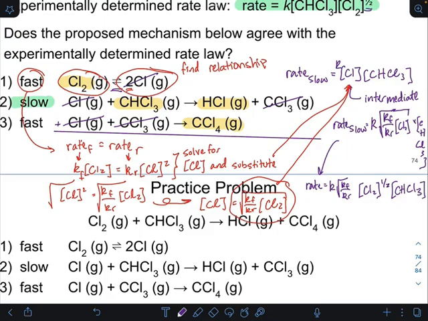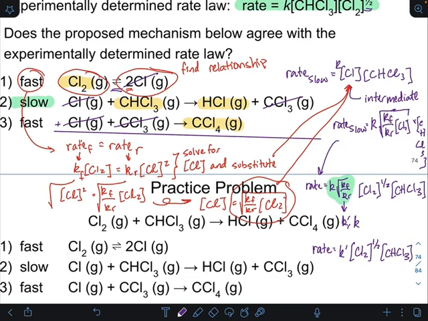I am going to lump all of my rate constants into a single K. You can either call this K prime to indicate it's a new K, or you can just call it K. Either one is fine. And what we get is rate is equal to the new rate constant, K times the square root of Kf over Kr. We totally don't care what any of those numbers are. All that we care about is that it's a constant, times concentration Cl2 to the 1/2, times concentration of CHCl3.